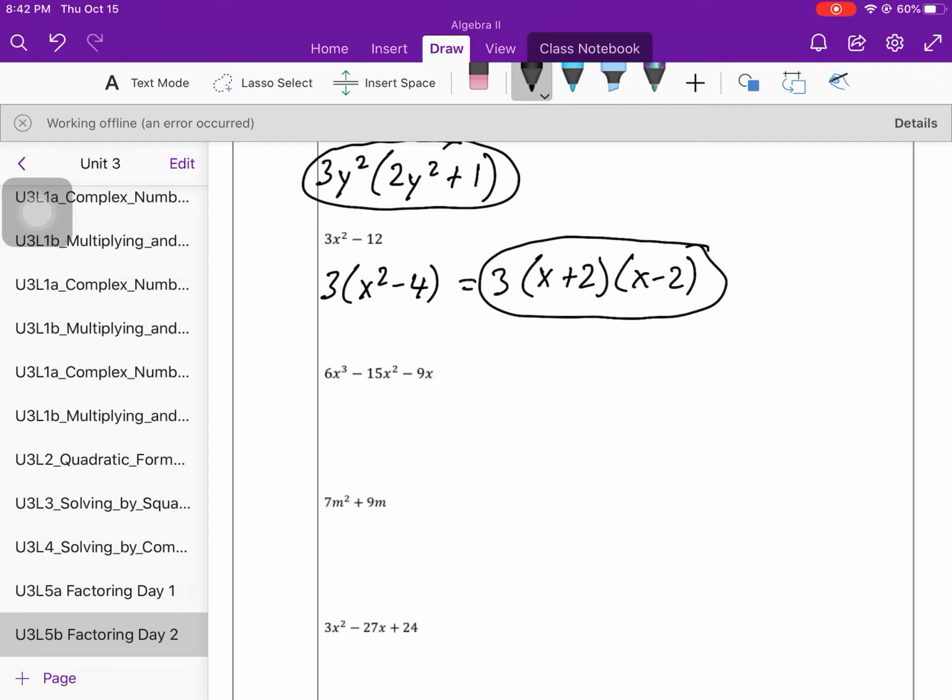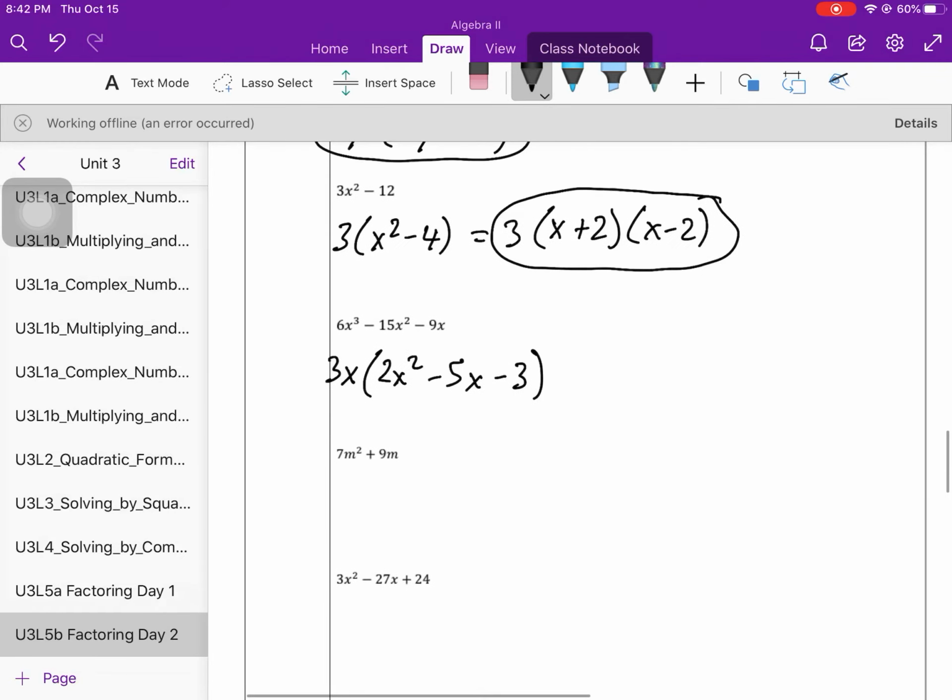This next one here, 6x cubed minus 15x squared minus 9x. So look at the numbers, 6, 15, and 9. We can take a 3 out of all of those. And then x cubed, x squared, x, we can take a single x out. Now when we divide the first one, we get 2x squared, and then minus 15x squared divided by 3x gives us minus 5x. And then when you divide -9x by 3x, you get minus 3.